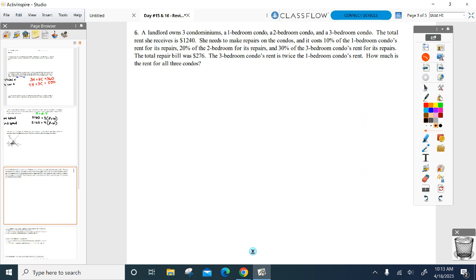A lot going on here. All right, how much is rent for all 3 condos? There's 3 types of condos, so 3 variables. I'm not going to get fancy here. I'm going to go X, Y, Z when I do these. So here you go. X will be my 1-bed condos, 1-bedroom rent. Y, you guys can just fill it in here now, 2-bedroom rent. And then Z will have 3-bedroom rent. If you want to turn it into different variables, go ahead.